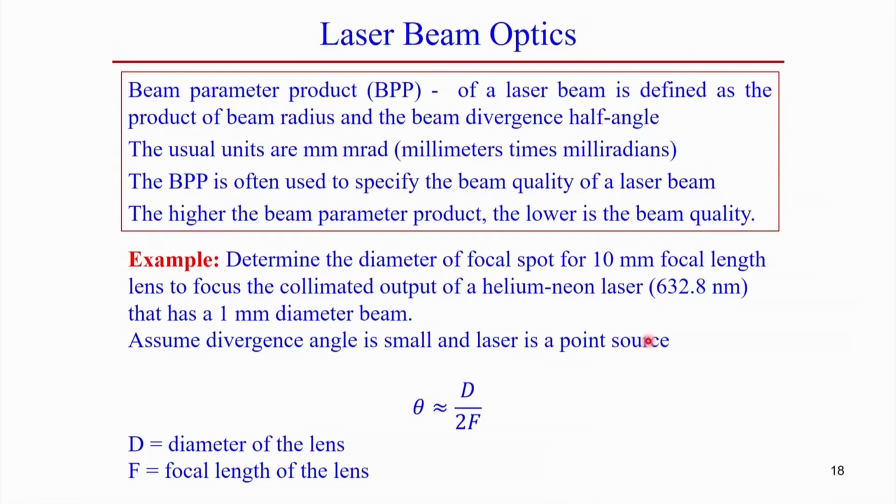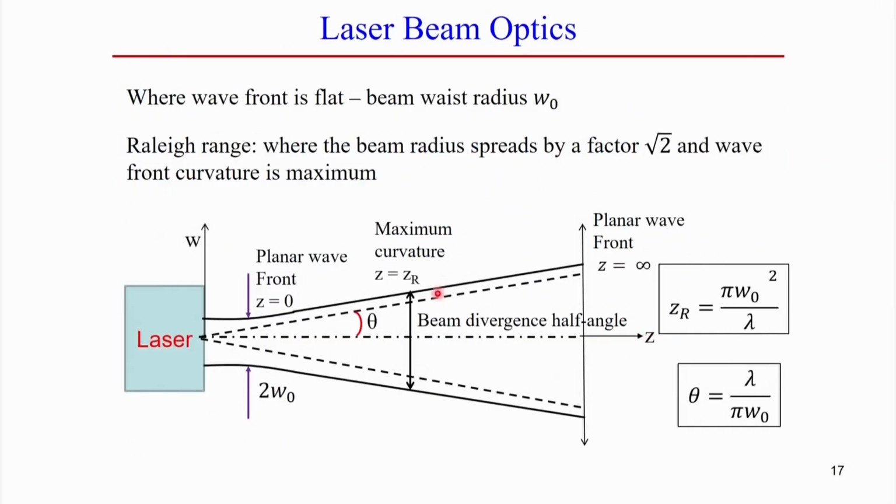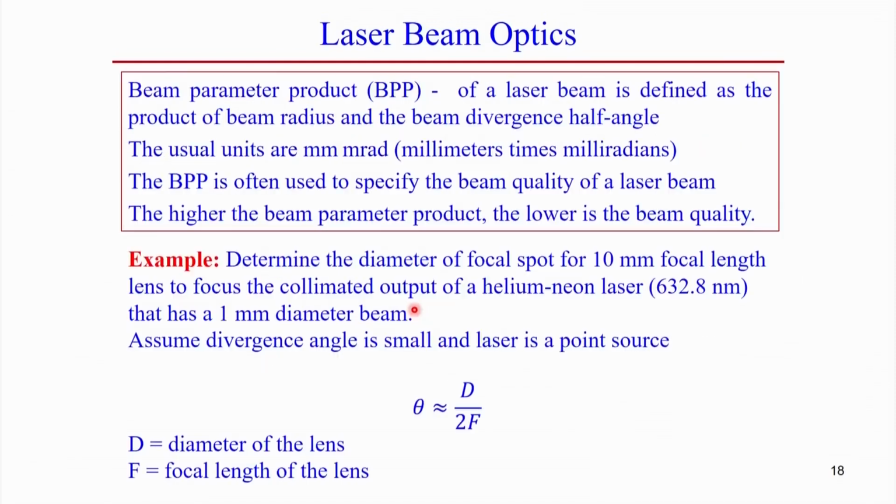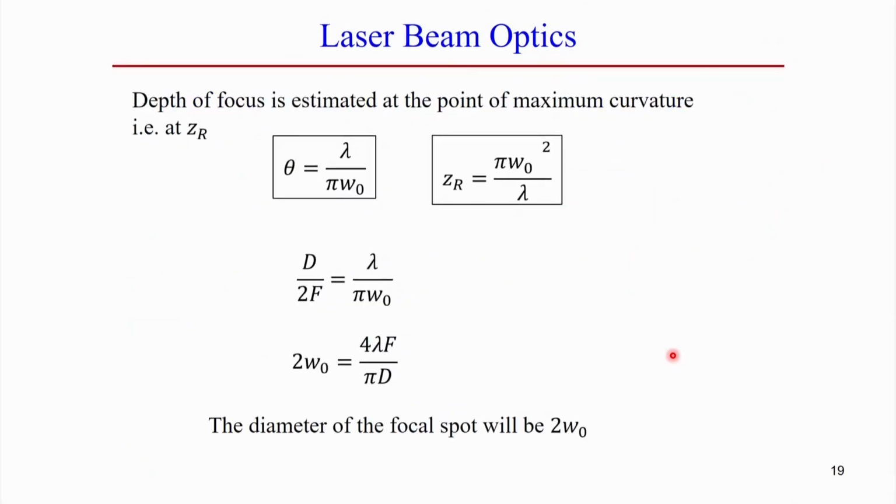To solve this, we can find the beam divergence half angle, theta, equal to D by twice f, where D is the diameter of the beam at the lens and f is the focal length of the lens.